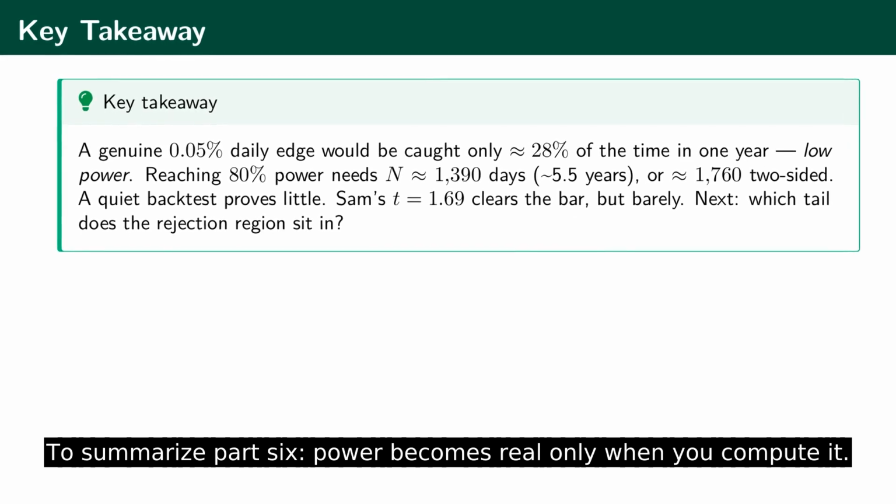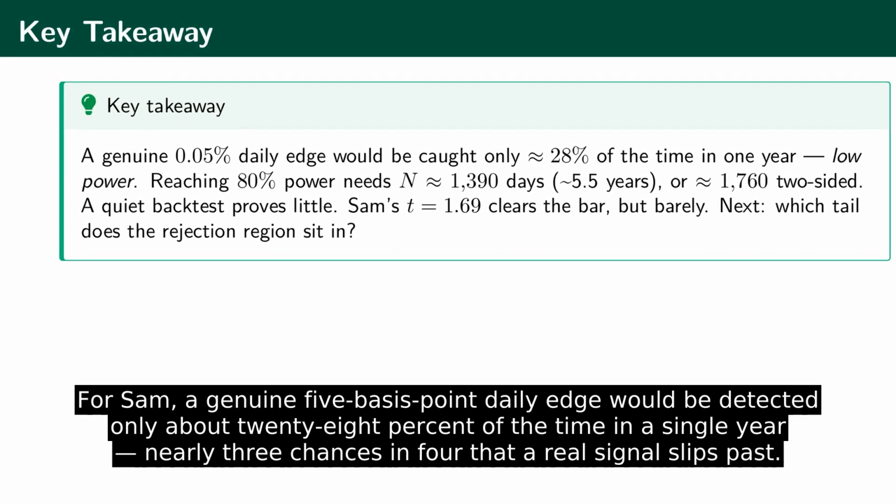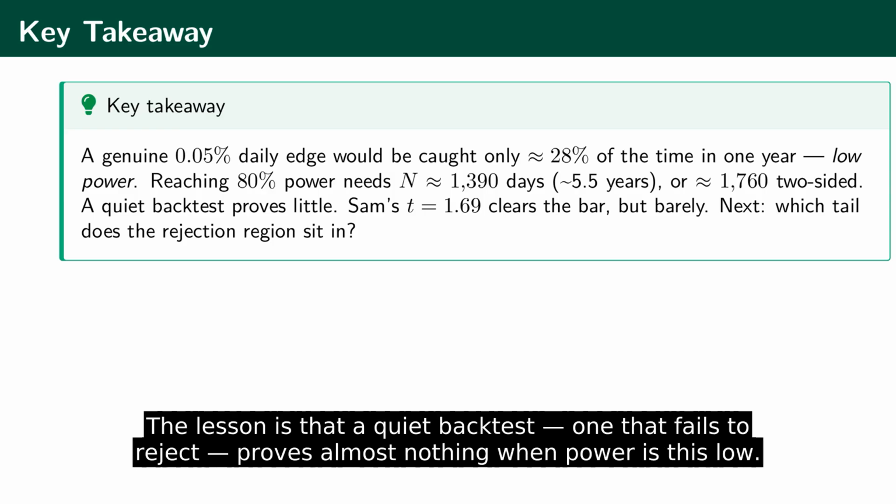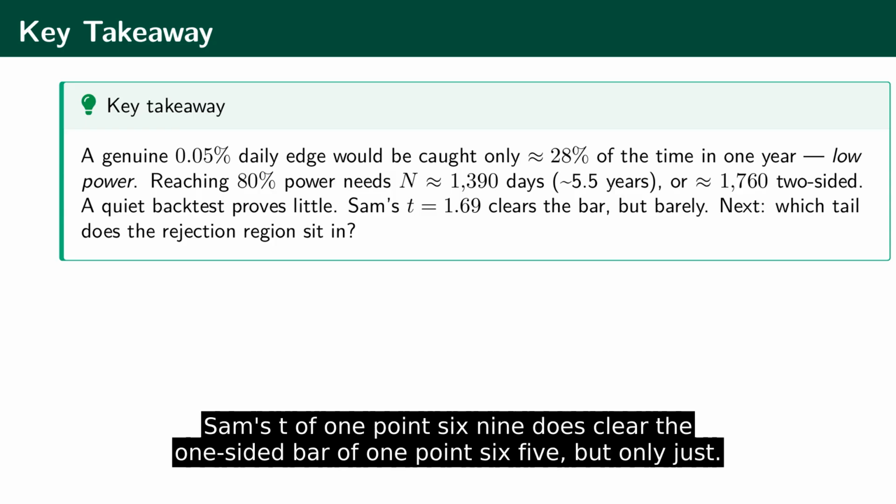To summarize Part 6, power becomes real only when you compute it. For Sam, a genuine 5 basis point daily edge would be detected only about 28% of the time in a single year, nearly 3 chances in 4 that a real signal slips past. To reach the conventional 80% power for that same effect would take about 1,390 days, roughly 5.5 years, and a two-sided test would push that to about 7 years. The lesson is that a quiet backtest, one that fails to reject, proves almost nothing when power is this low. Sam's t of 1.69 does clear the one-sided bar of 1.65, but only just.